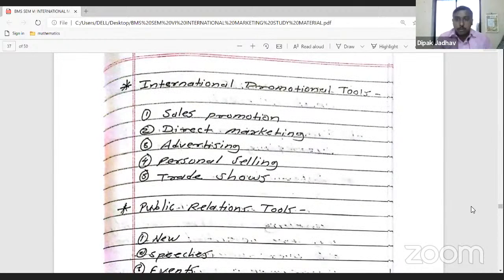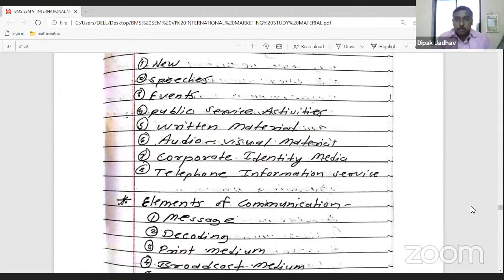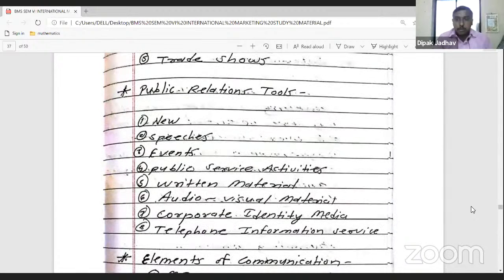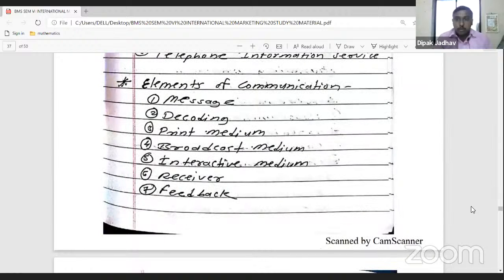Public relation tools include news, speeches, service achievements, written material, audio and video materials, corporate communication media, and telephonic information services. These are ways to make public relations or public communications tools. The elements are message, decoding, then print media, broadcasting media, interactive media, and receivers and feedback.